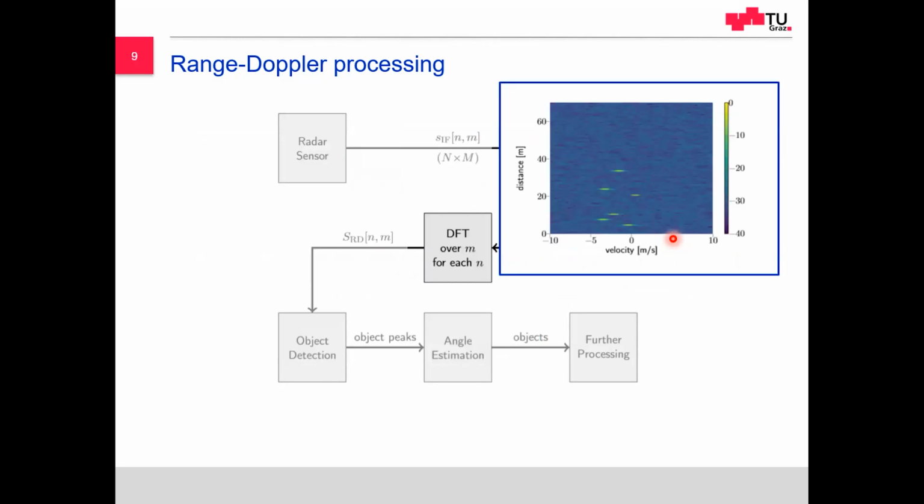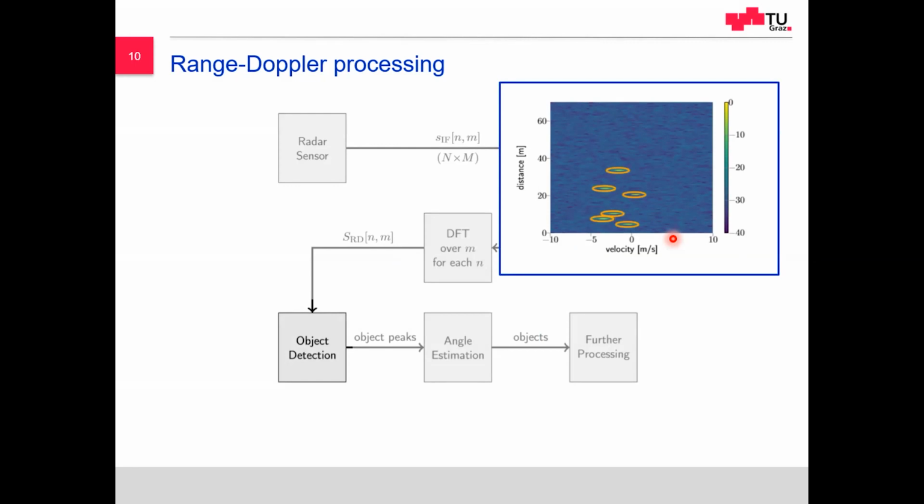In the next step, another DFT is performed, this time over the M ramps for each of the fast time samples, and this gives us the so-called range Doppler map, which will be the basis for our interference mitigation. And this complex spectrum contains peaks at the positions where the velocity and the distance intersect of the objects that are within the radar's environment.